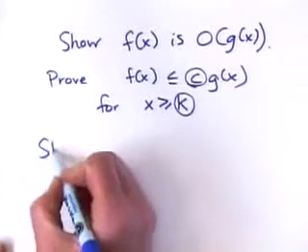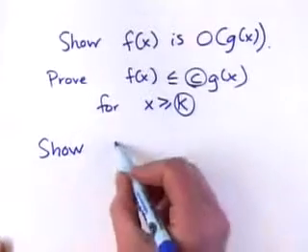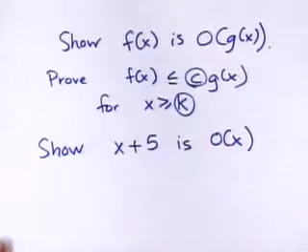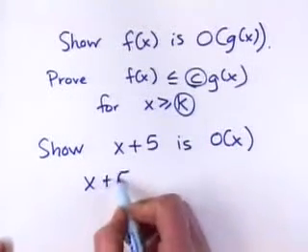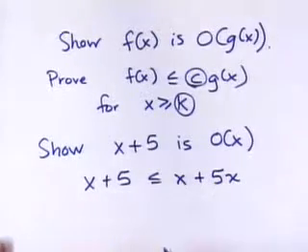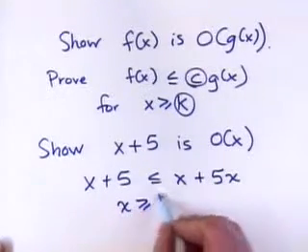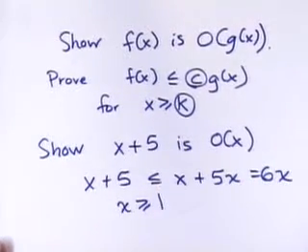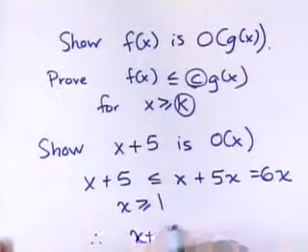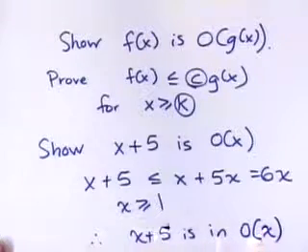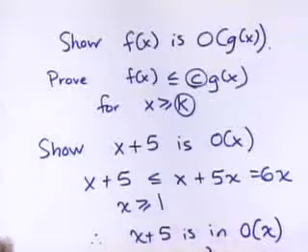So if I wanted to show that x plus 5 is Big O of x, then I just need to write x plus 5 is less or equal to x plus 5x, right? And if that's true, if x is greater or equal to 1, this is equal to 6x. So therefore, x plus 5 is in Big O of x. And if you want to write your constants, c equals 6 and k equals 1, right?